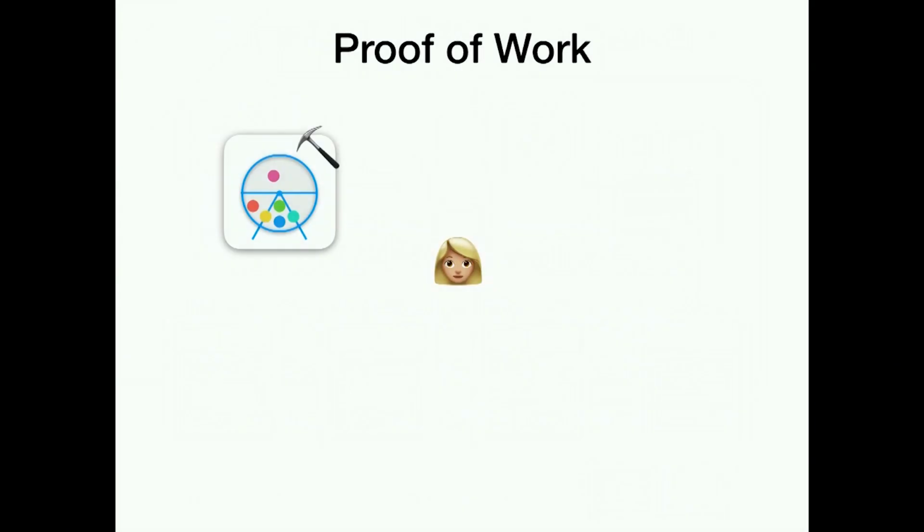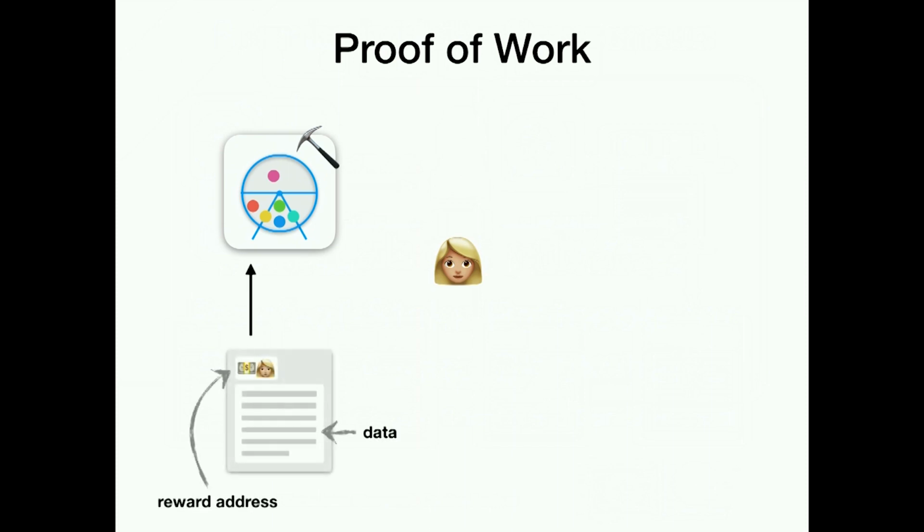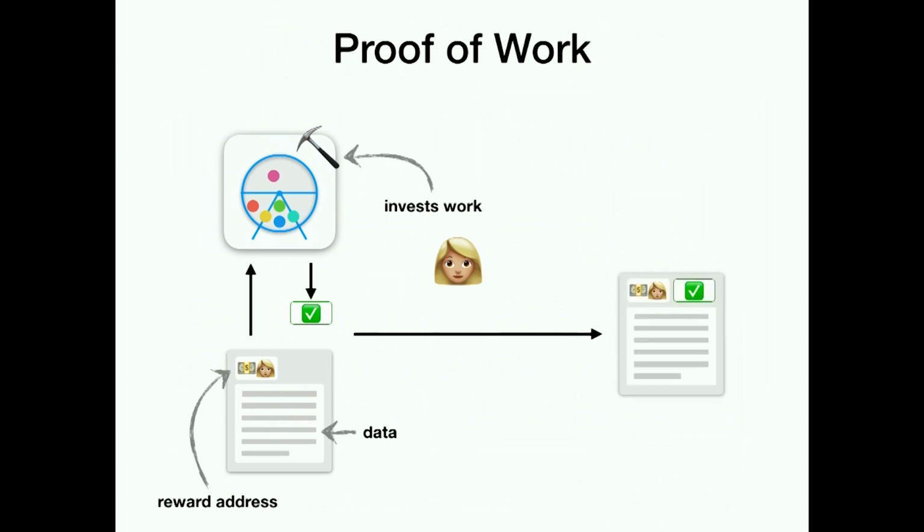So let's see how this looks for proof of work. In proof of work, we have the work lottery, and here Alice wants to participate, so what she can do is she provides a block template. The block template has some data, transactions, and of course, important for Alice because she wants to make money, her reward address. She then invests some work, and if she's lucky, she wins. She gets a certificate from the lottery back, which says, you won, and can attach that to the block, and then Alice publishes this block.